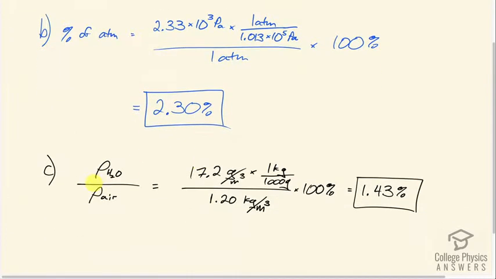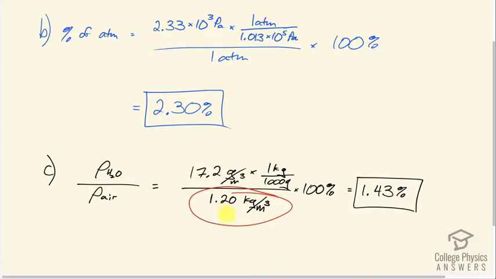And in this part C, we're finding what percentage this density of this water would be as a percentage of the density of dry air. Now, this is just an approximation because this is not the density of the air at 20 degrees Celsius when it contains some water. This is the density of dry air.